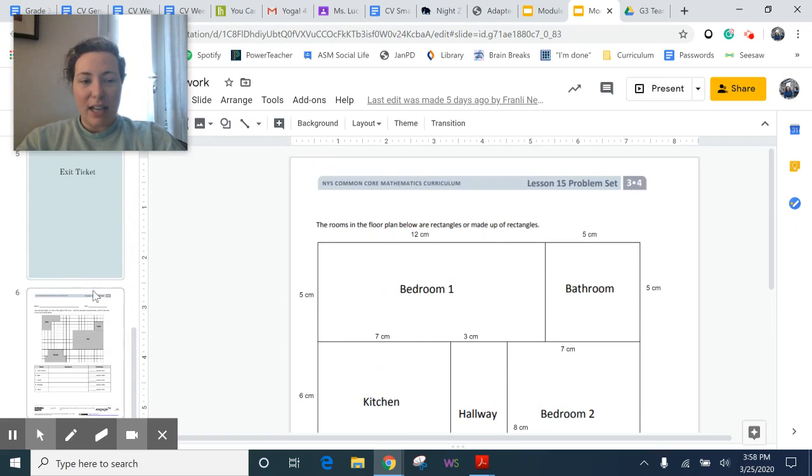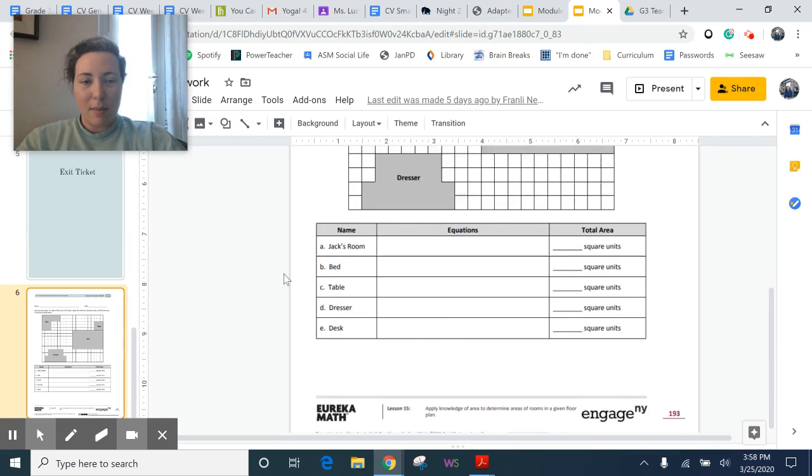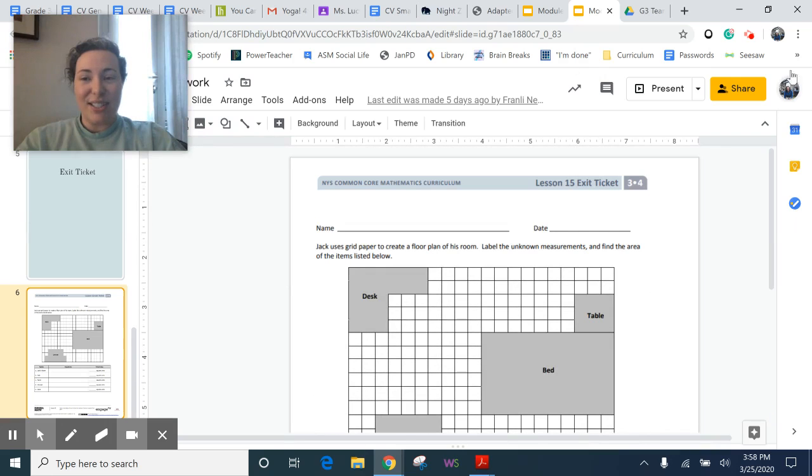All right, and then at the end you have an exit ticket where you can read the instructions and then fill out this table. If you have any questions, go ahead and ask your teacher.